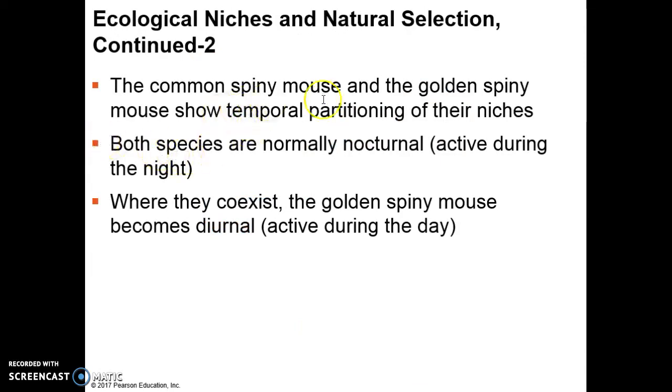Another thing that we see is temporal partitioning of niches. Sorry, I mispronounced that. Another way to divide up resources. There are two species of spiny mice, golden spiny mice and common spiny mice. They're normally both nocturnal, which means they're active during the night, but when they're in the same place, one of them becomes diurnal, which is the opposite of nocturnal, so day active. So again, they're dividing up resources so they don't have to compete over those resources. They're in the same place, but now they're there at a different time.